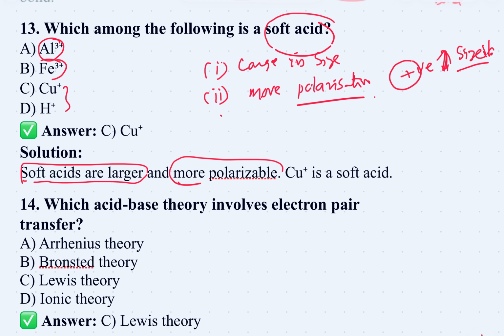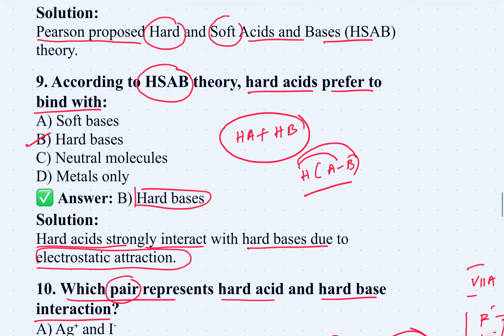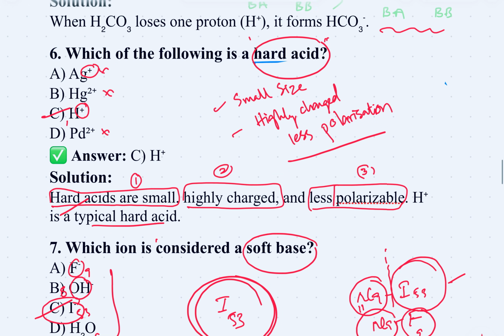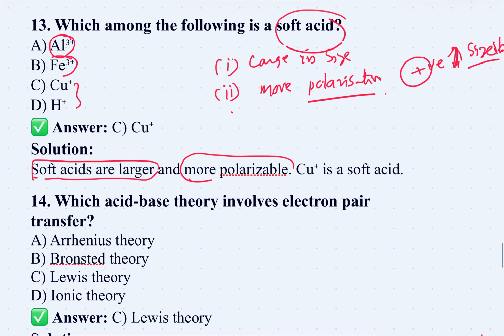Just now we discussed, no? H plus ion is what? Hard acid or soft acid? Just now we discussed about H plus ion. All of you concentrate here. H plus ion is a hard acid. Therefore, we'll go for here. H plus ion, hard acid. Now, it is asking for soft acid. So it should be a soft acid, larger, more polarization. Therefore, Cu plus, you know the answer.